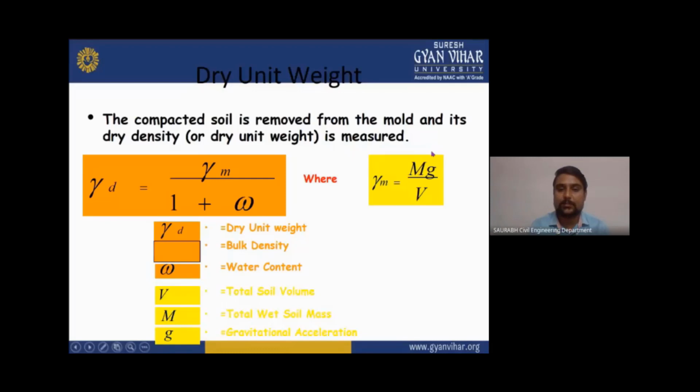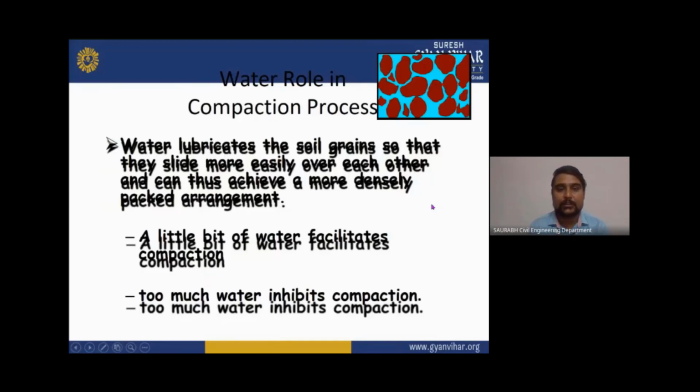As you can see here, by the formula mg upon V, we have to put the data in this formula, and we will get the dry unit weight of that soil. Now we will see the role of water in the compaction process.